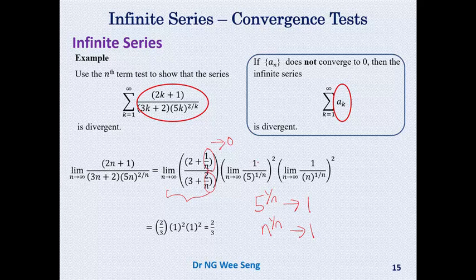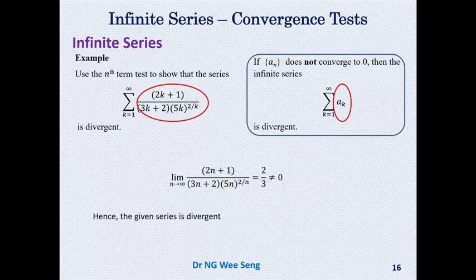And here we are finding limit of a reciprocal. By now we know we can apply the reciprocal limit law, which says that limit of 1 over 5 power 1 over n is just 1 over limit of 5 power 1 over n. So essentially what we get is 2/3 from the first term, 1 over 1 squared from the second, 1 over 1 squared from the third. So finally the answer is 2/3. The limit of the underlying sequence is 2/3. 2/3 is not equal to 0. So the n-term test tells us that this particular series is divergent.